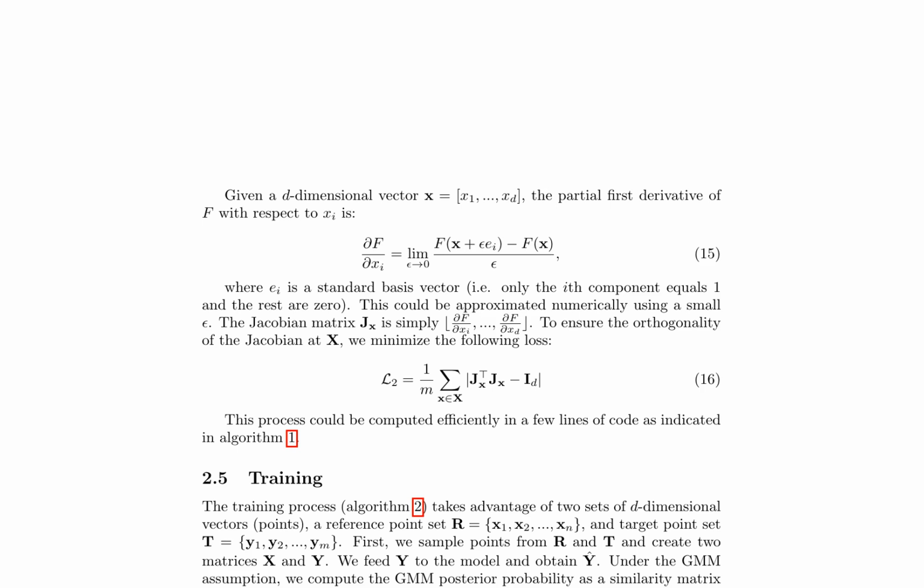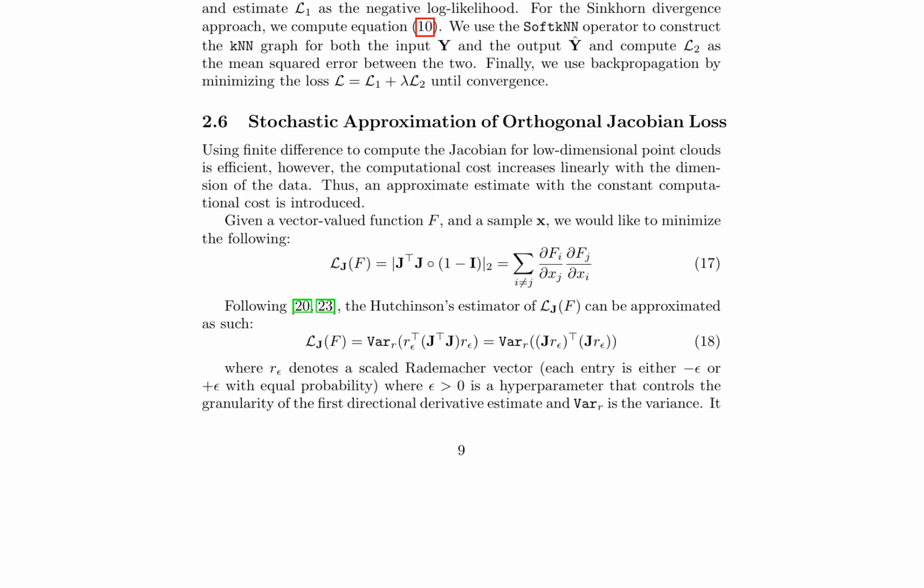Here is a combined summary of pages 9 and 10 of the research paper. The partial first derivative of a function f with respect to x_i is defined as the limit of the difference quotient, which can be approximated numerically using a small value of e. The Jacobian matrix Jx is constructed by stacking these partial derivatives. To ensure the orthogonality of the Jacobian at a point set x, the loss function L2 is minimized, which measures the difference between the Jacobian's transpose times itself and the identity matrix.